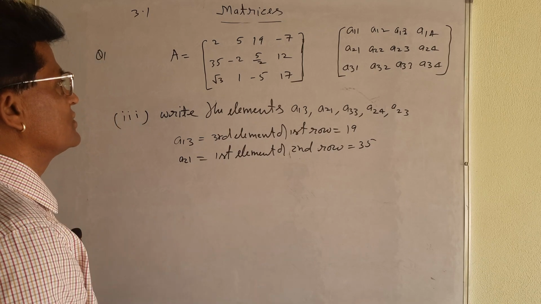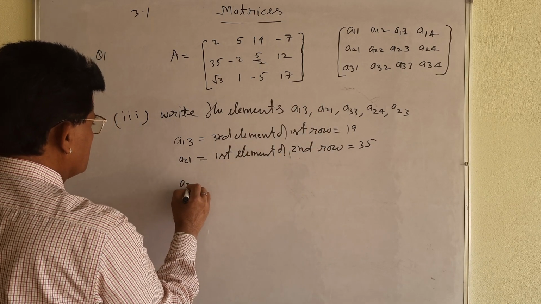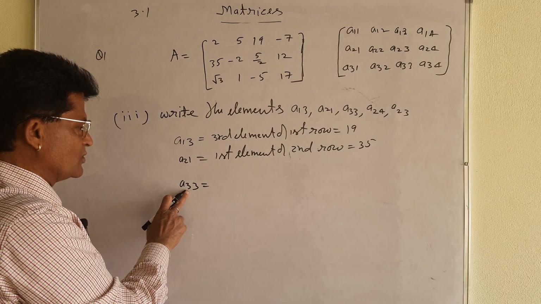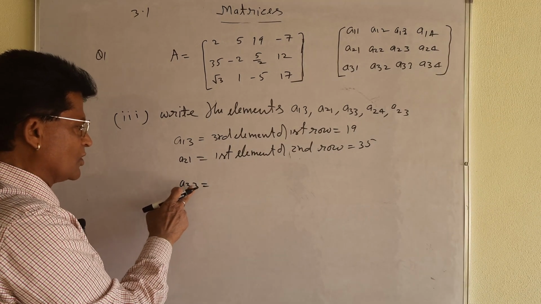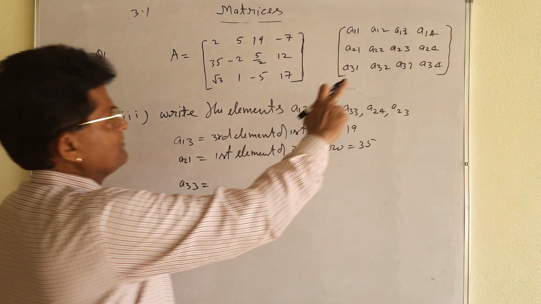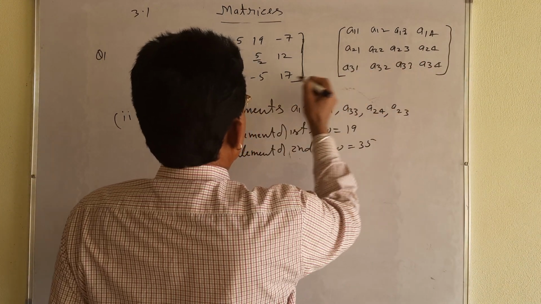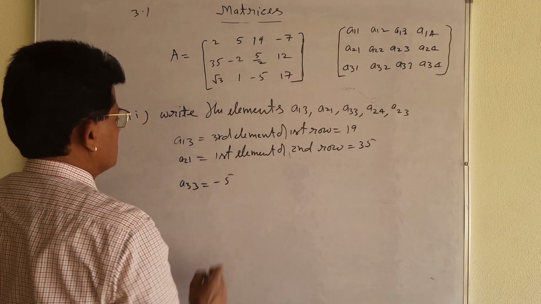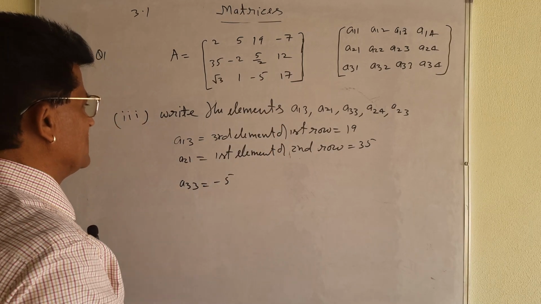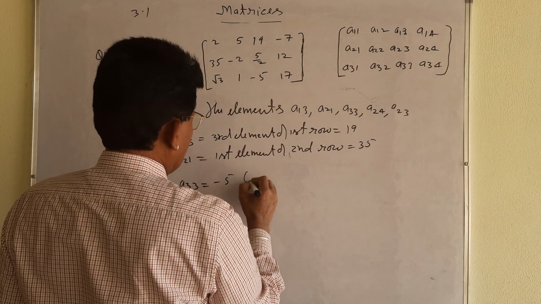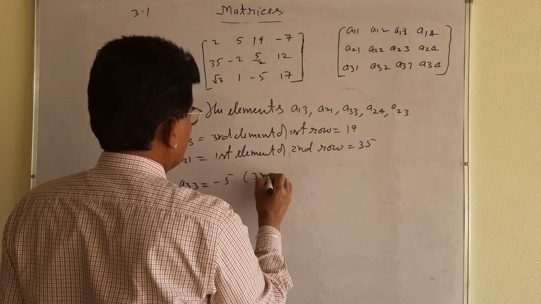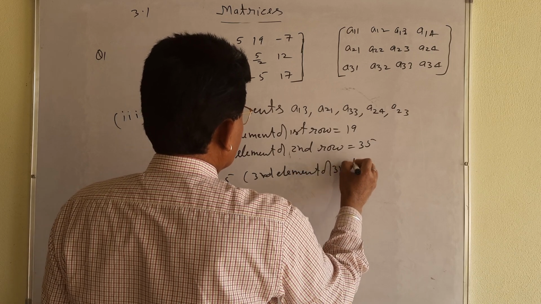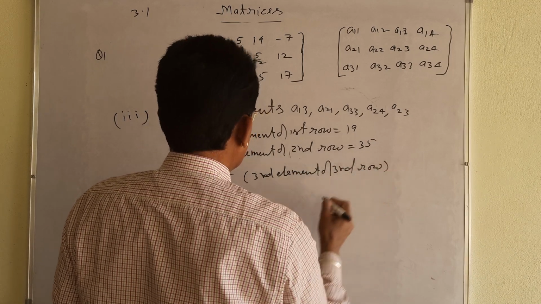My dear student, next you see A33. In A33, the first number indicates the row and the second indicates the column: third row, third column. You see, this is the third row and this is the third column. It is -5. If you want, you can write here: third element of the third row. Like that if you want.